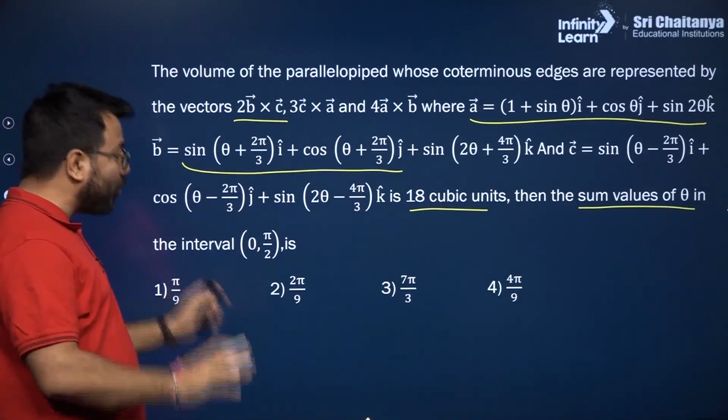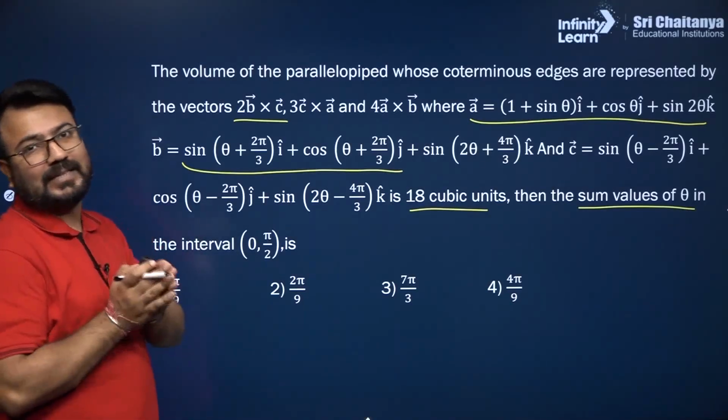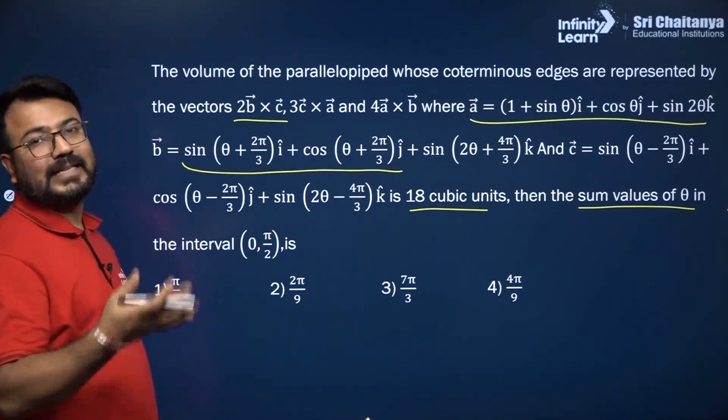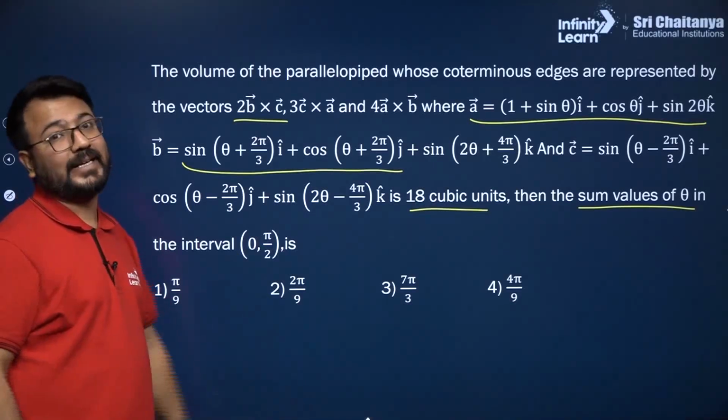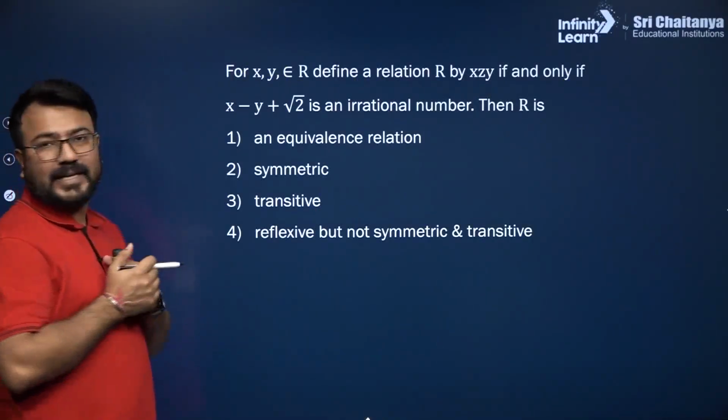Okay, so the value of cos 3θ is equal to half, and I'll be obtaining the value of 3θ from here. I'll get 3 different values of θ in the interval 0 to 90, and I need to add all these θ's. Okay, let us move to the next question.